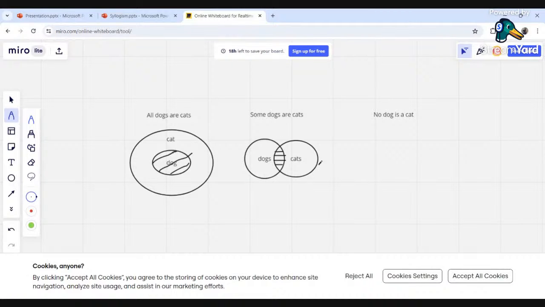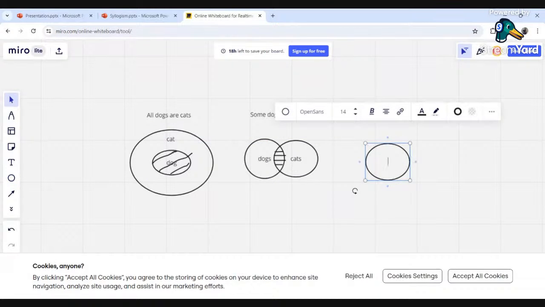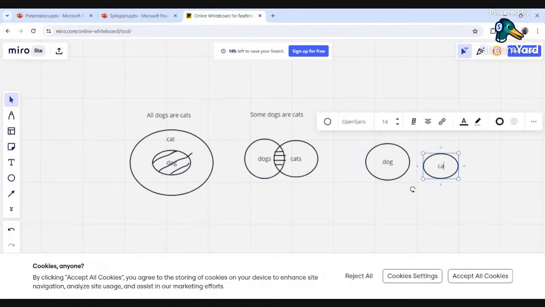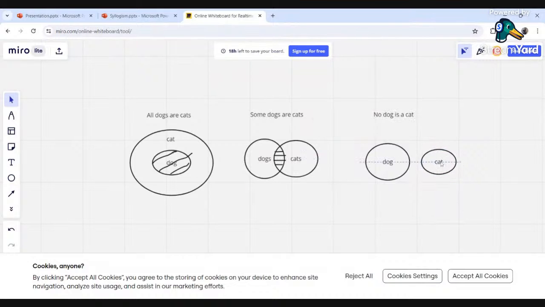Here we are telling some dogs are cats. Next thing, we will go for something like no dog is a cat. Now, same thing, take a dog. Now, take one more, and give the name as cat. See, this is your next one. No dog is a cat.